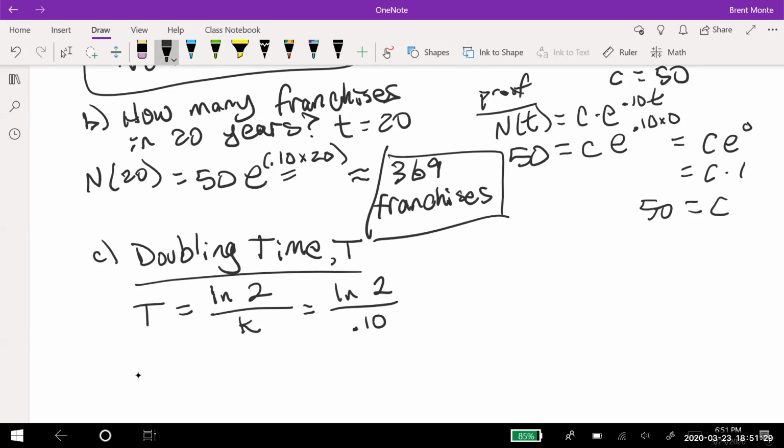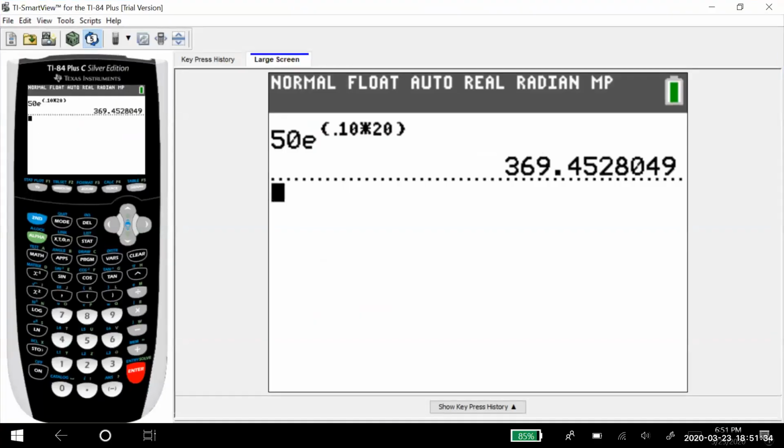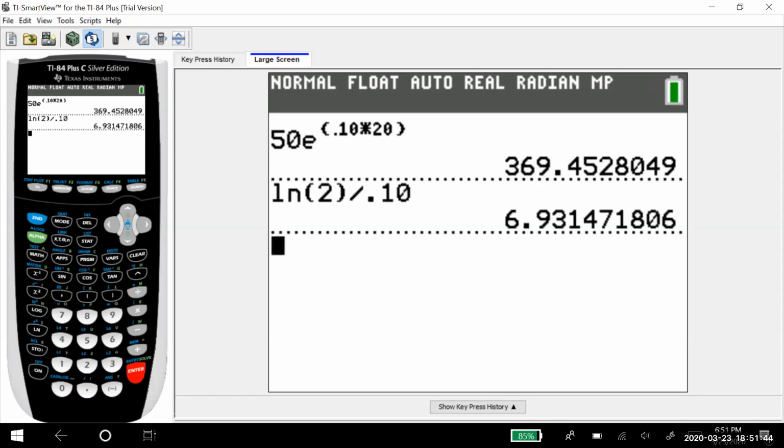Again, I'll go ahead and go to the calculator for this. So I've got ln of 2, make sure you close the parentheses, divided by 0.1 or 0.10, and I get about 6.9 years. Now, I'm not going to round that to the nearest year because we can have part of a year.